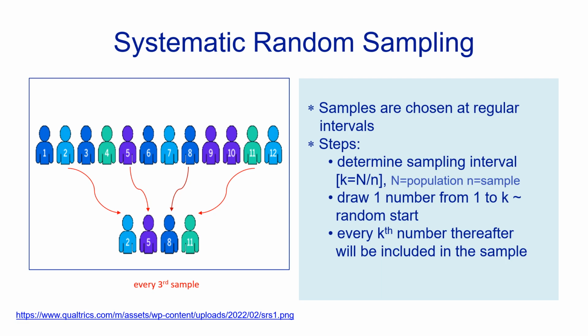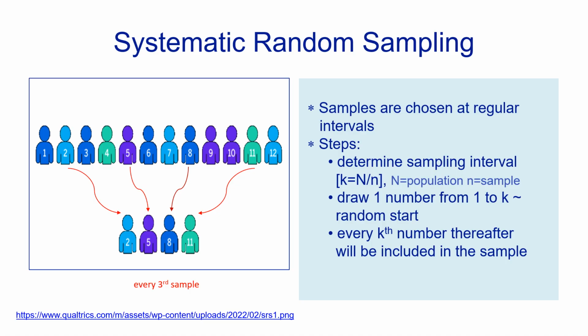For example, from a population of 500 charts to be reviewed, the sample needed is 100. So 500 divided by 100 is 5, which is the sampling interval. A randomly chosen number between 1 to 5 is 4. So 4 plus 5 is equal to 9. The ninth chart will be chosen.